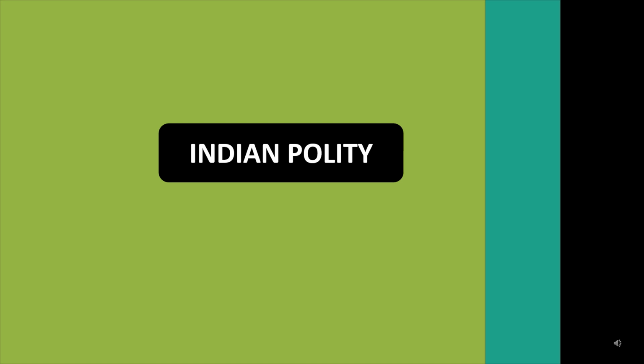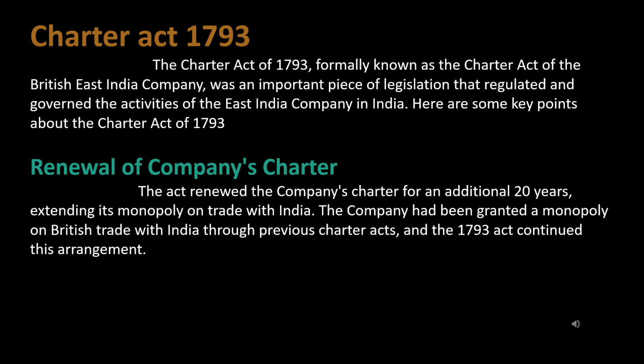Indian polity. Charter Act 1793. The Charter Act of 1793, formerly known as the Charter Act of the British East India Company, was an important piece of legislation that regulated and governed the activities of the East India Company in India. Here are some key points about the Charter Act of 1793.